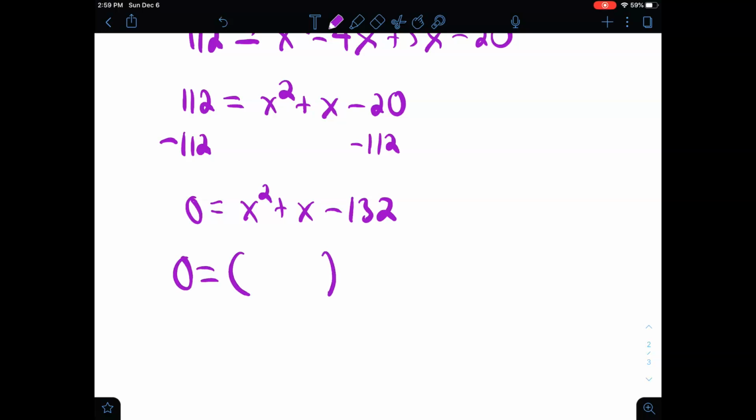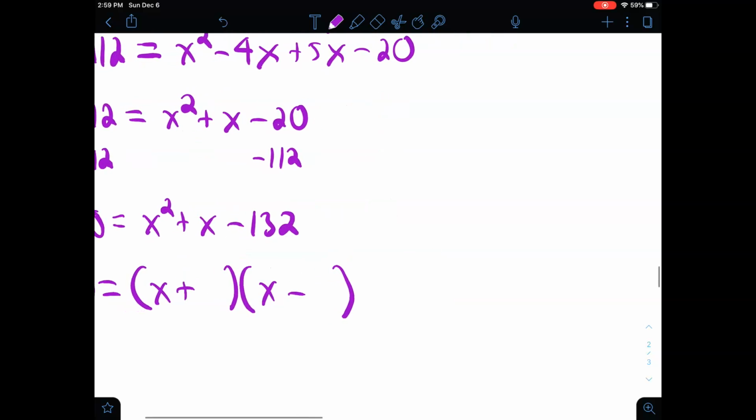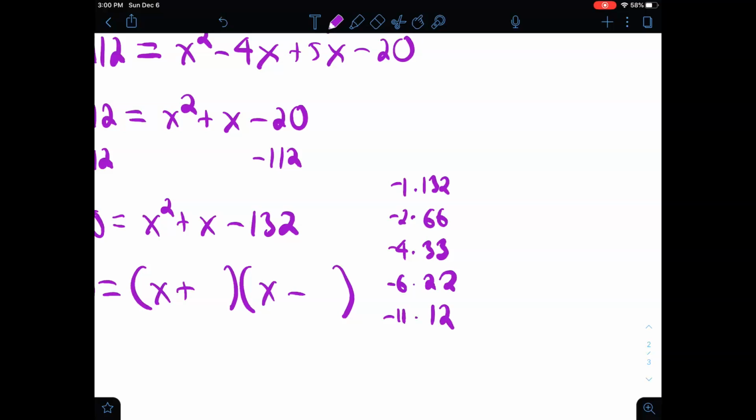So we got x and x. We got a plus and a minus because it's negative 132. So we need the factors of 132, which are going to be negative 1 times 132, or the reverse, negative 2 times 66. All I'm doing when I'm finding these factors is I do 132 divided by 2, then divide by 3, then divide by 4, and I just keep working my way up until they start repeating. Negative 4 times 33, negative 6 times 22, negative 11 times 12. And if you go again, it would be negative 12 times 11, which is the same thing, just reversed. So that's where we're going to stop.